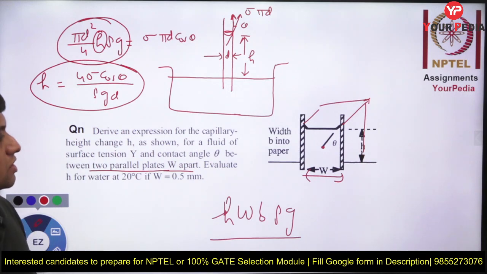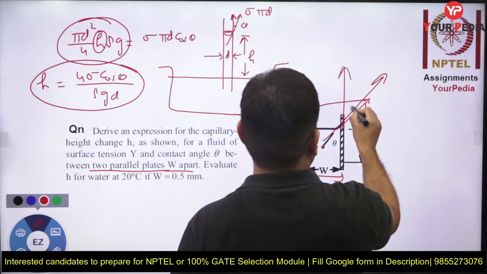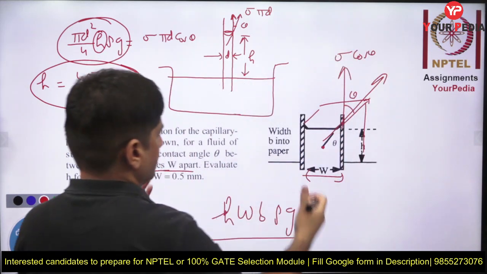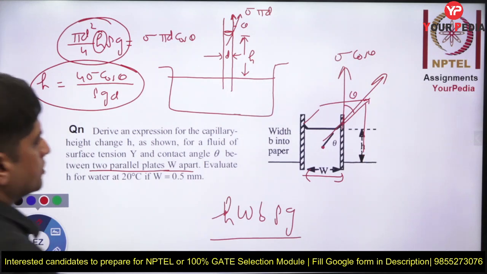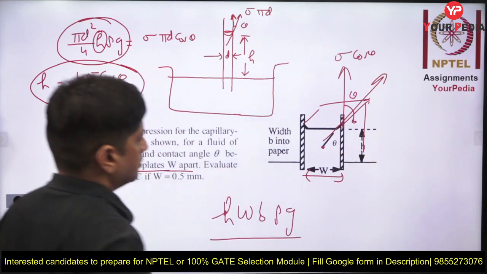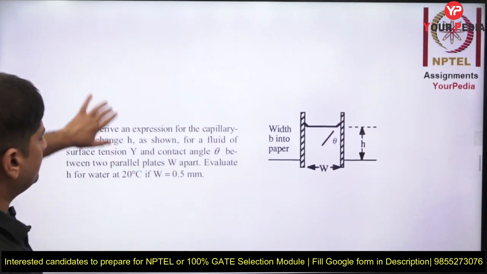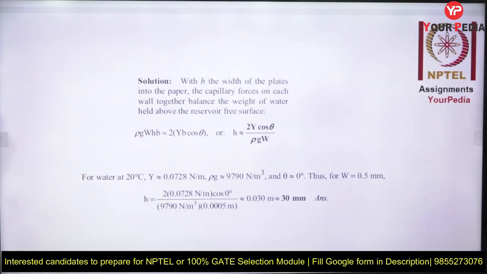And the surface tension, as I told you, is acting on this side, but the component of that is sigma into cos theta, and length. What length are we going to take now? We are going to take length B. B is this width. So as you see, B will get cancelled out, and this is what we are going to get.